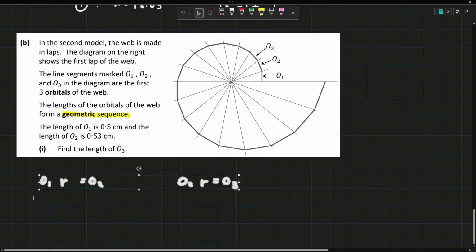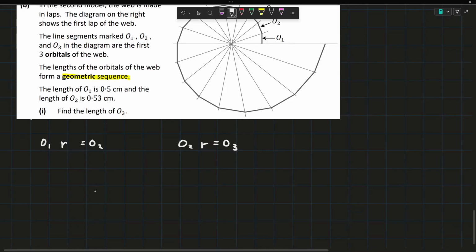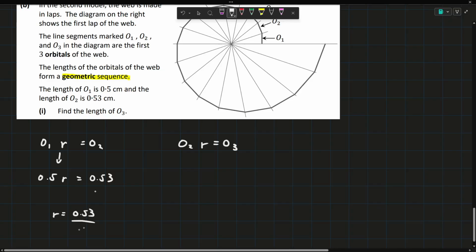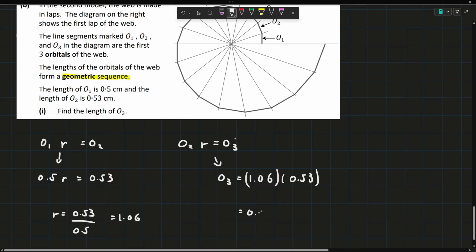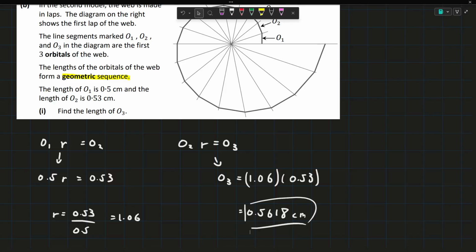You can also do this with the geometric sequence formula, but I think this is the most intuitive way to think about it, because then we can look at this equation. We know that O1 times r gives O2, so 0.5 times r is 0.53, which means that r is 0.53 over 0.5, which is 1.06. So if we want to find O3, it will be equal to r, which is 1.06, multiplied by O2, because we're multiplying by the same thing each time. So we take our 0.53 and multiply that again by 1.06. And when you do that, you'll get O3 to be about 0.5618 centimeters. Again, they're not too strict about the units, but it's good to put it there just in case.